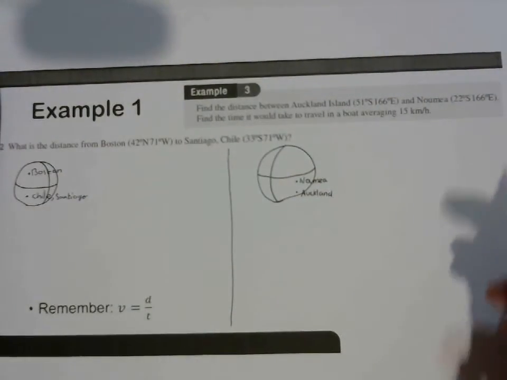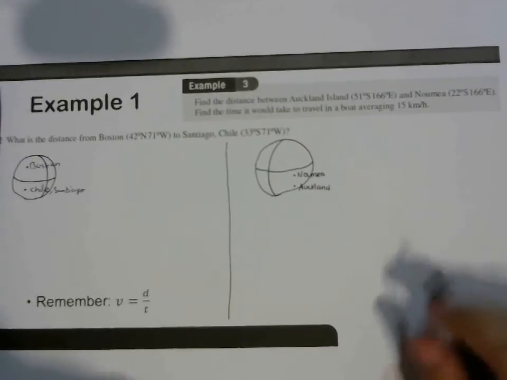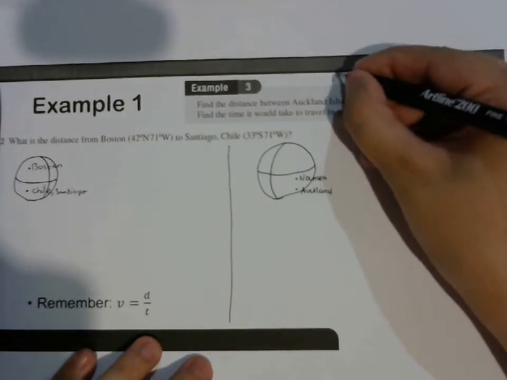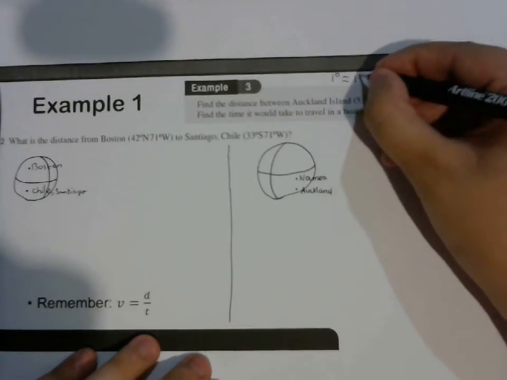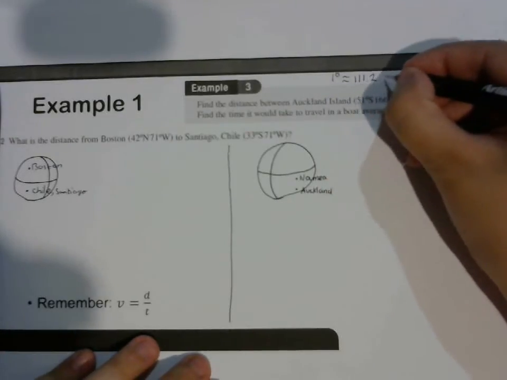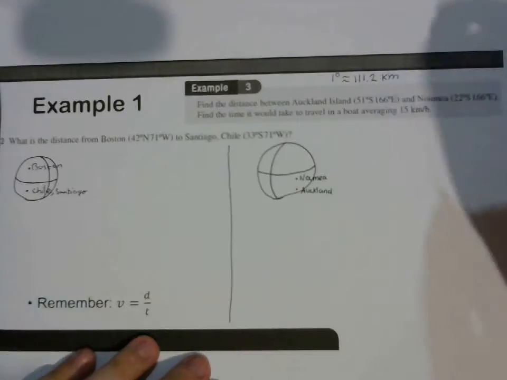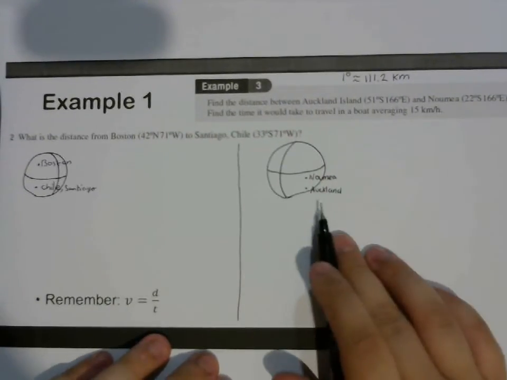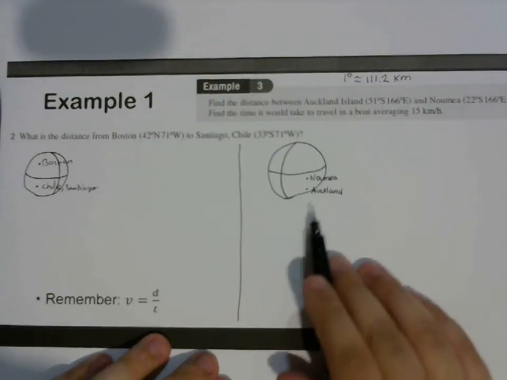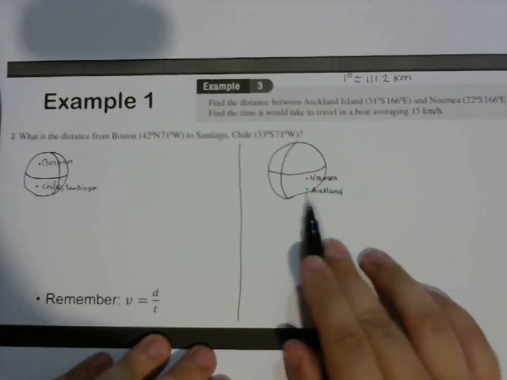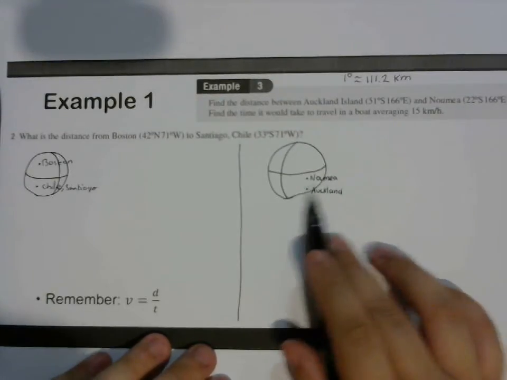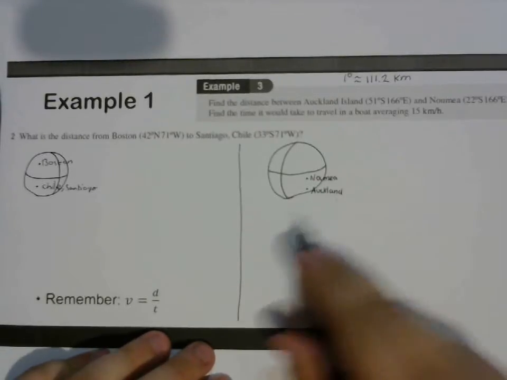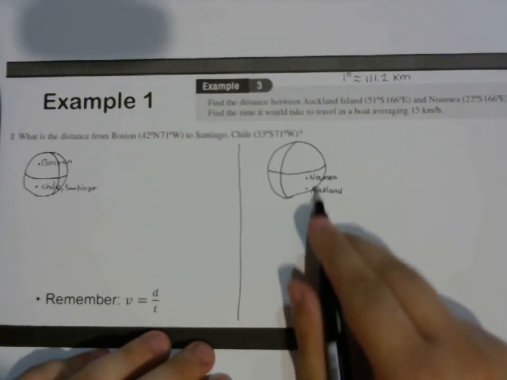So two examples here. And I'm going to put my rule at the top. So my rule is 1 degree is approximately 111.2 kilometers. That's the rule I'm going to use. And I'm going to start with this example, which is the distance between Auckland and Noumea, which is an island in the Pacific Ocean. So I want to find the distance between Auckland and Noumea.